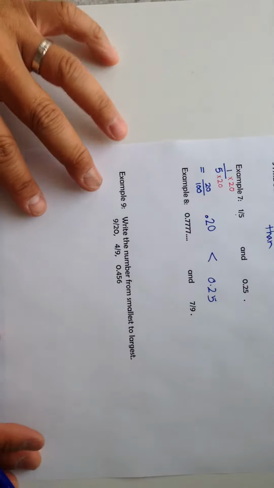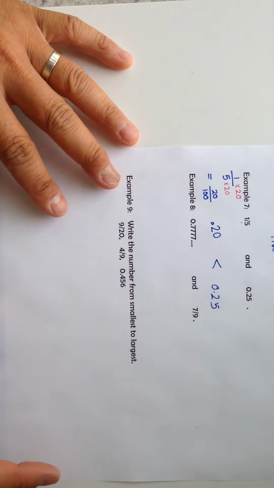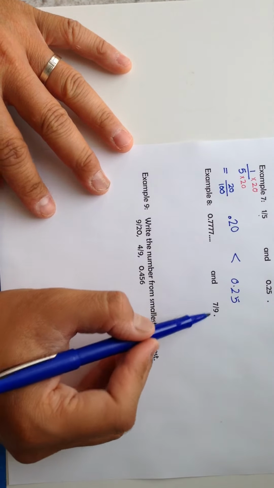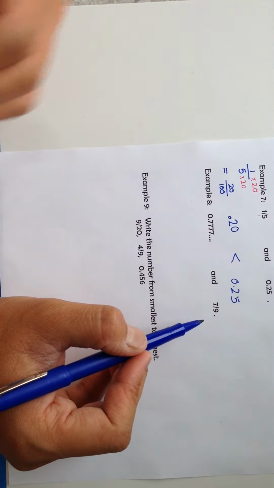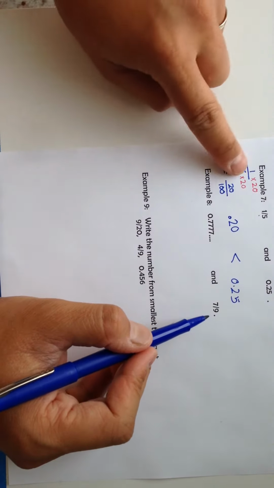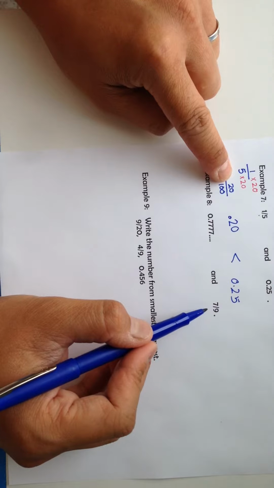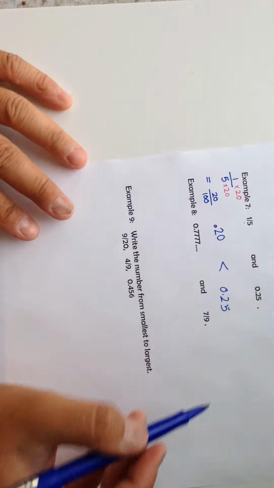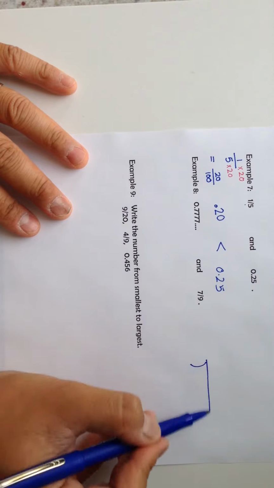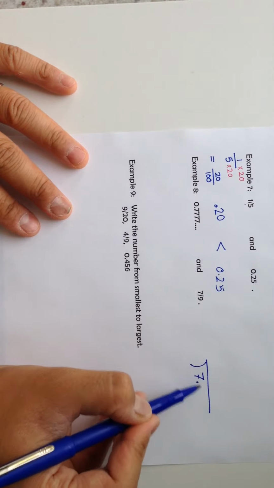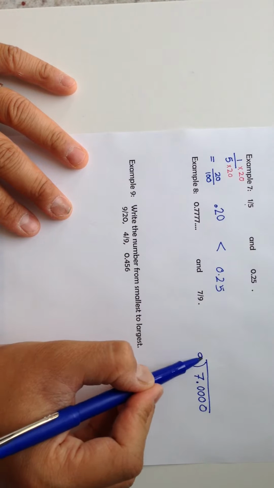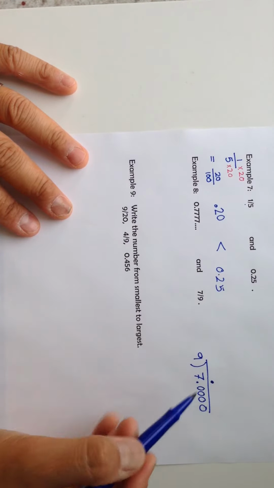Example 8, 0.777, that goes on, and 7/9. Let's go ahead and turn 7/9 into a decimal. And I cannot use the shortcut method because there's no number such that when you multiply it by 9, you get 100. So I have to do it the long way. 7.0000. Add as many zeros as you need. Bring the decimal directly above.